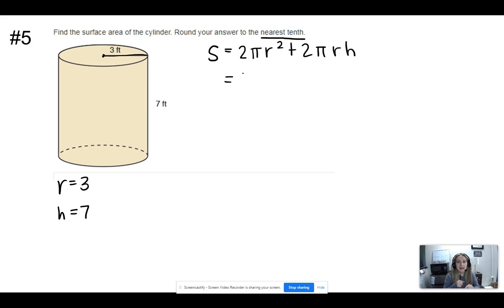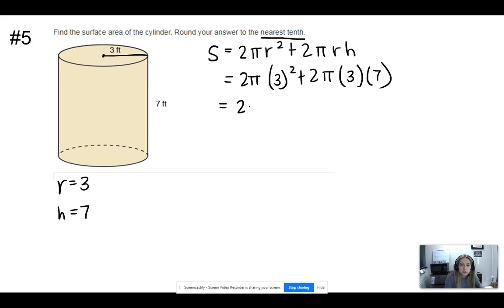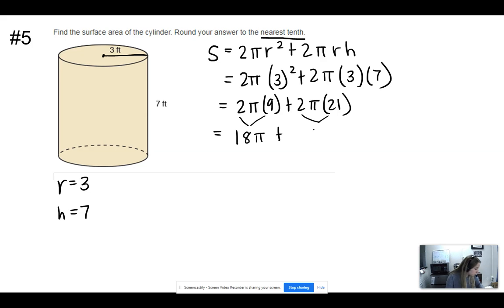So let's fill in this information. Now remember, leave pi until the very end. So it's going to be 2 pi, the radius is 3 squared, plus 2 pi, the radius is 3, the height is 7. Okay, so 2 pi, 3 squared is going to give me 9 because that's 3 times 3. So that's going to give me 9 plus 2 pi, 3 times 7 is going to give me 21. Now let's multiply the front number and the back number. So 2 times 9 is going to give me 18 pi plus 2 times 21 is going to give me 42 pi. Now, since they are like terms, since they both have a pi attached to them, let's add these two numbers together. 18 pi plus 42 pi is going to give me 60 pi.